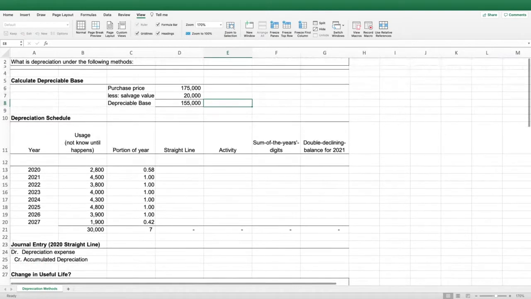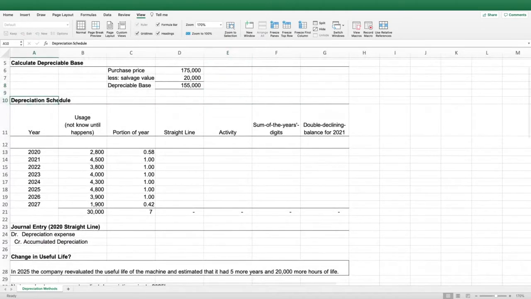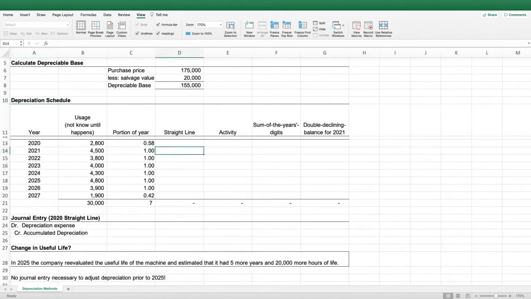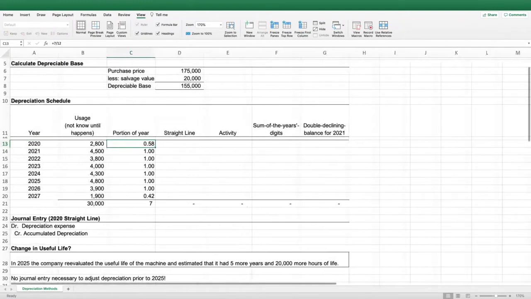Okay, so now we're going to do our depreciation schedule under all of these different methods. Here's our year, so this is our first year. I have filled in the usage for every year right now, although we won't know this until it actually happens. You won't have this initially; you'd have it for this year, and that's how you would record the activity. But the portion of the year, we'll need for straight line, sum of years digits, and even double declining balance.